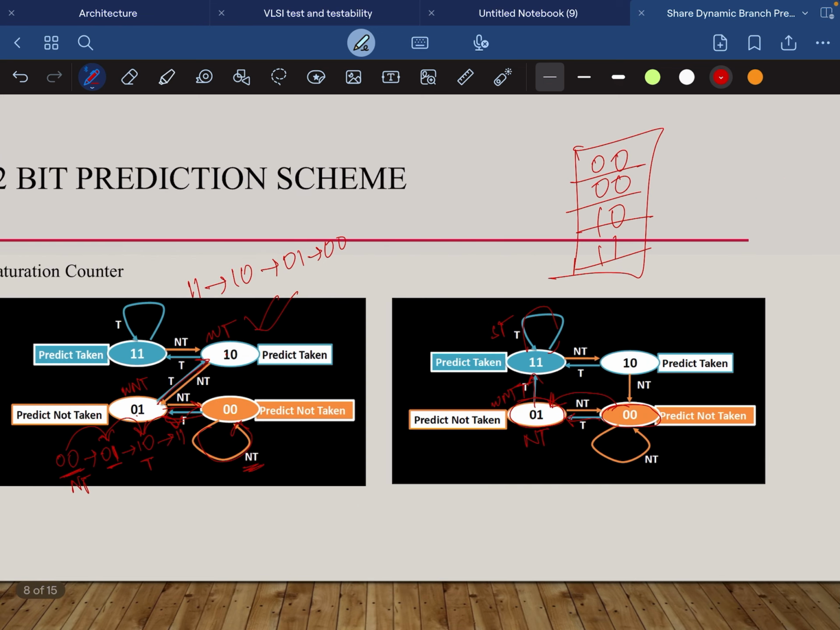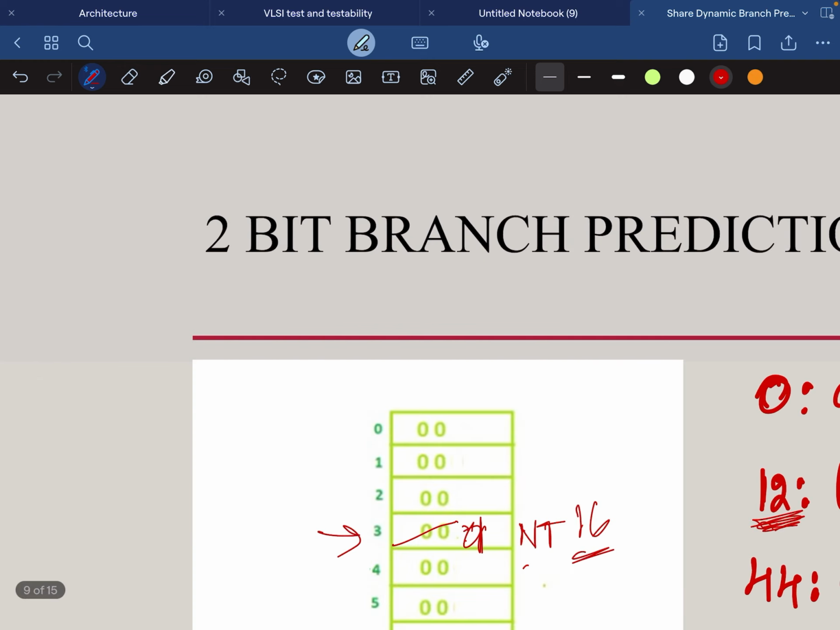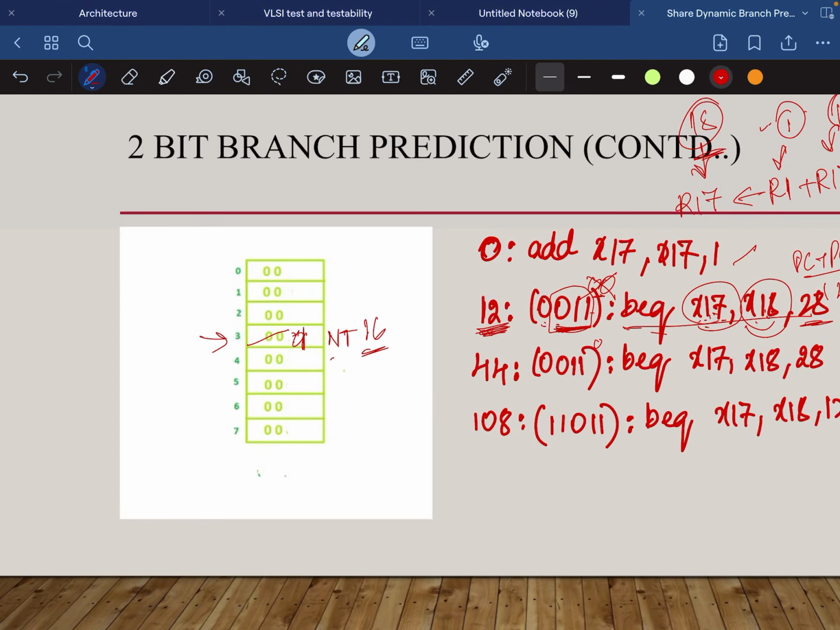As you can see in this saturation counter, we are in this state 0, 0, and we have predicted not taken. So 0, 0 indicates not taken, but the actual outcome is taken. So it moves from 0, 0 to 0, 1. That's why in this branch history table it goes from 0, 0 to 0, 1.